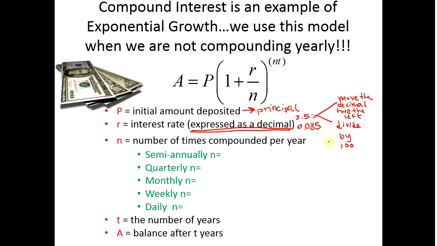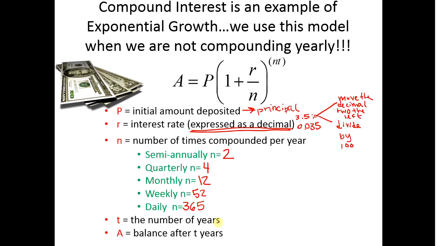N is the number of times compounded per year, and they'll tell you in the problem how many times it's going to be compounded. If they say semi-annually, your N is 2. If they say quarterly, quarter, 4, makes sense, right? Monthly, there are 12 months in a year. Weekly, how many weeks in a year? 52. And in a normal year, we have 365 days. So if it's daily, it would be 365 times.